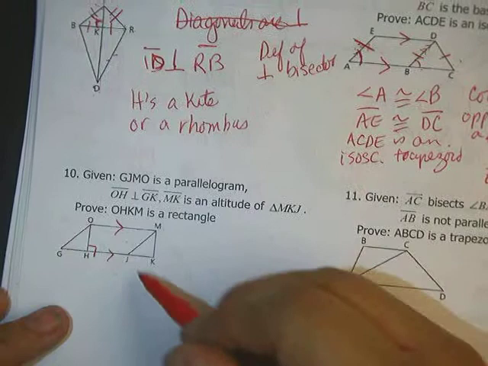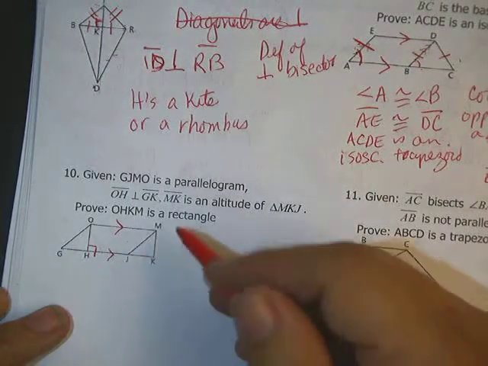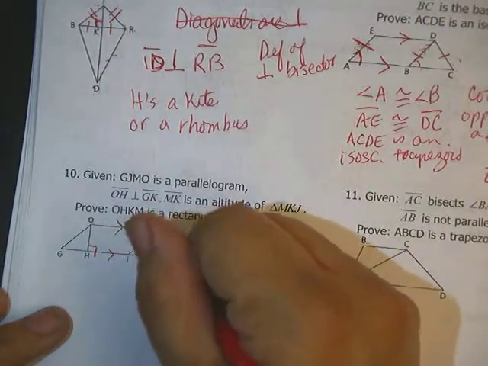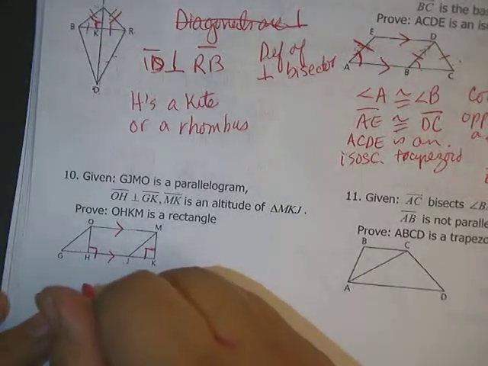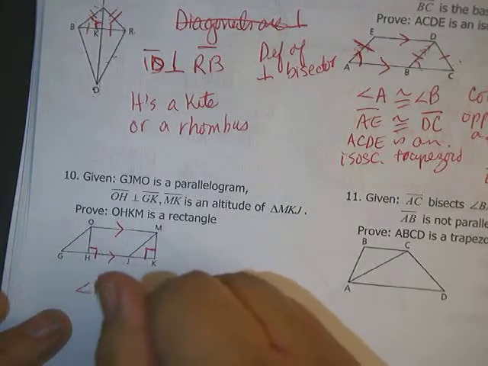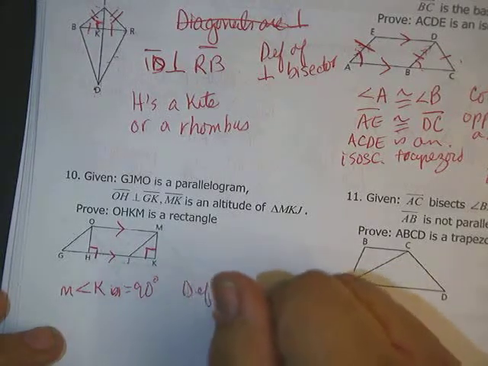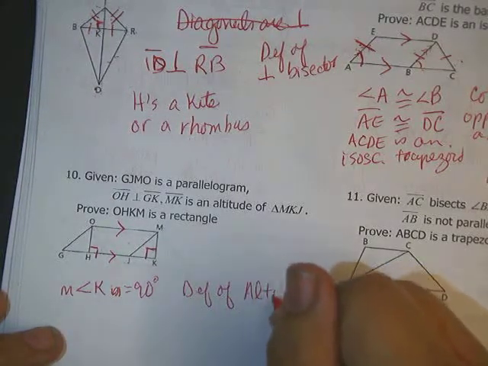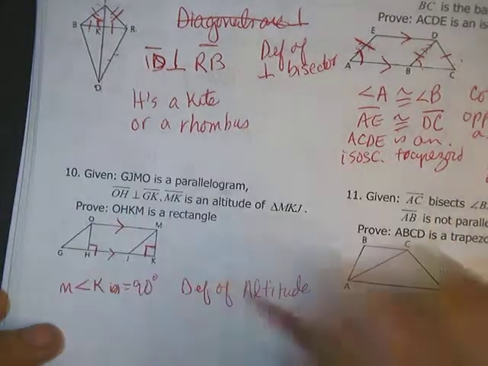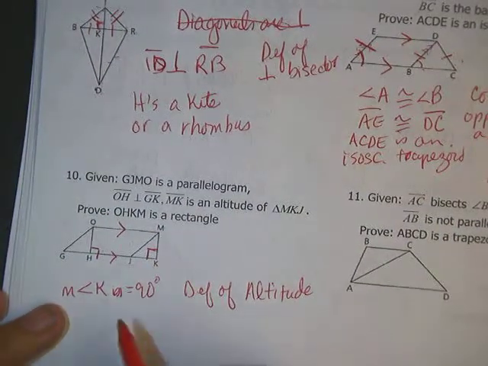And they also tell me MK is an altitude of this triangle. Well, if it's an altitude, then that's a right angle. So I can just say the measure of angle K is 90 degrees. Definition of altitude. Right? That's what altitudes do. They go 90 degrees to the thing.